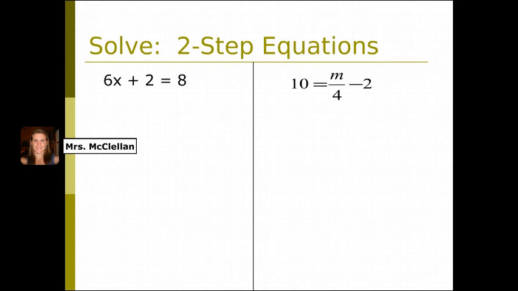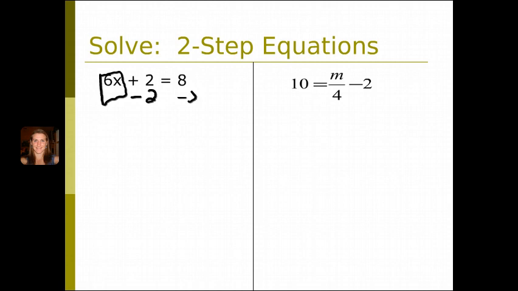All right, so we're going to do a couple more examples of two-step equations. Remember, our goal is always to get the variable by itself. We're never allowed to touch the term with the variable until the very end. So the first thing we need to do is subtract 2 from both sides. Our 2's cancel on the left, leaving us with 6x. Then you've got 8 minus 2, which gives us 6.